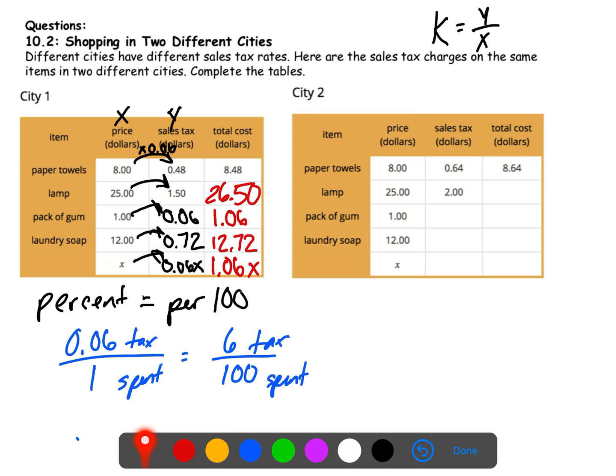So just to give you a little idea, if we were asked what is the sales tax percentage in City 1, you wouldn't tell them the constant of proportionality, you would give it as a percentage. Per 100, we're paying 6%. So that would be the sales tax rate for City 1, 6%. All right, now go ahead and fill in City 2 just as I did using the different information.